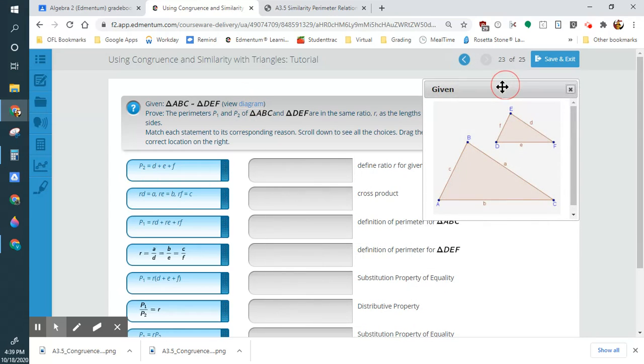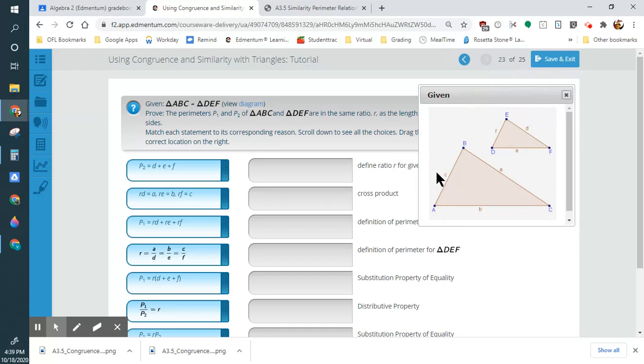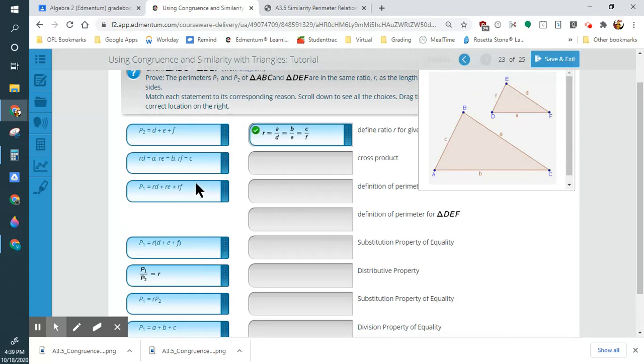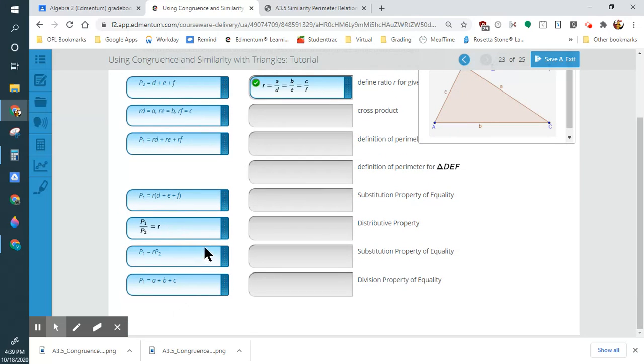So the ratio of this triangle, let's assume we're doing AB. So it's C divided by F. Okay, so R is C divided by F or B divided by E. So these are the ratios, R. And then we're going to do cross product. So we're going to multiply this. I'm assuming we're going to use the first two, so I'm thinking we're going to do AE equals BD.